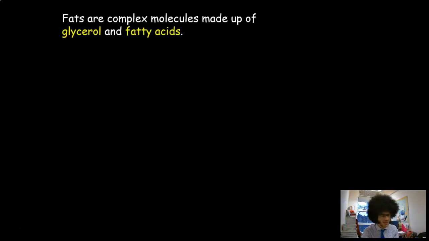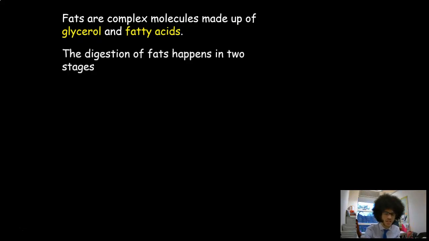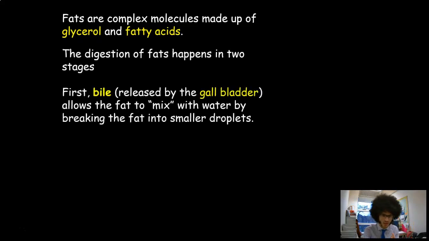And then we've got fats. Now fats is a little bit more complicated. Fats are complex molecules, and they're made of two things. You've got glycerol, which is like the big chain, and then you've got these fatty acids, which are these smaller chains which come off it. Now, the digestion of fats happens in 2 stages. The first thing that happens is you have bile. Bile is basically the stuff that you have in your vomit. It's not very pleasant. It's released by the gallbladder.